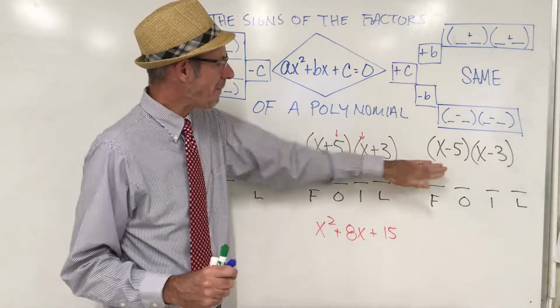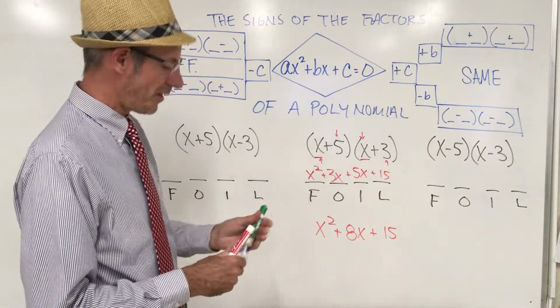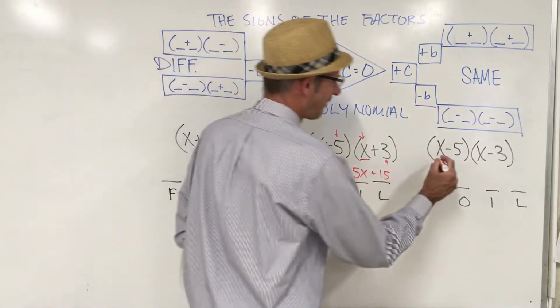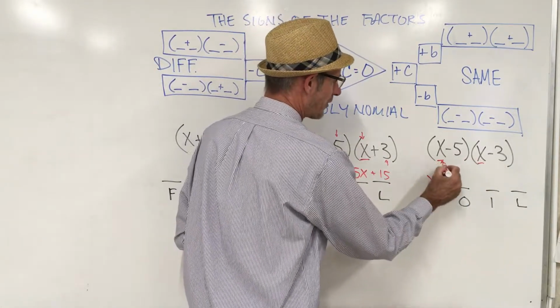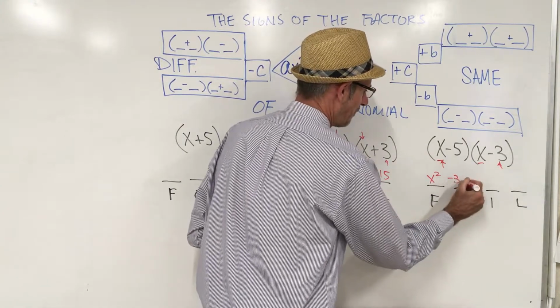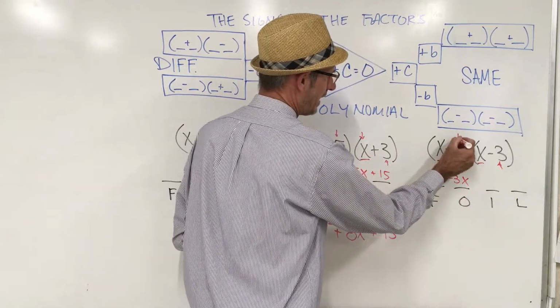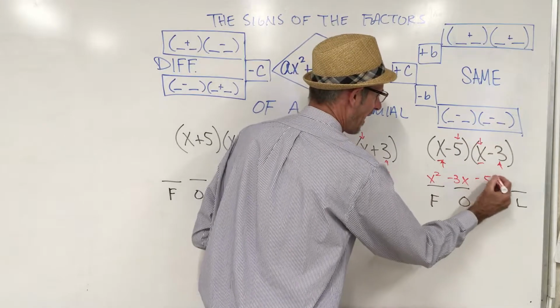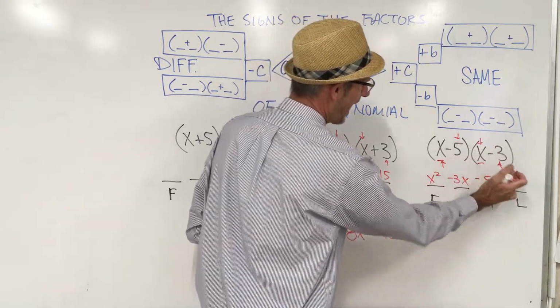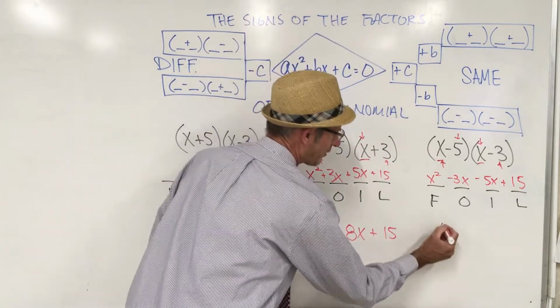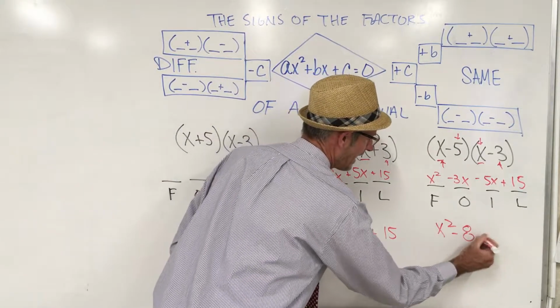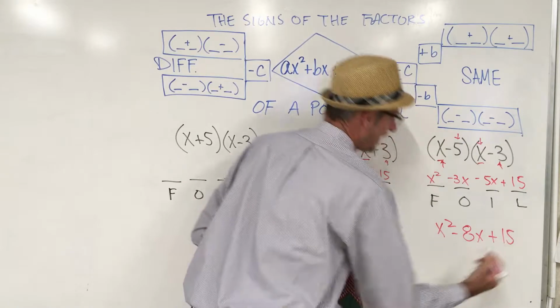Okay, now what happens if both of the signs are negative? So I'm going to multiply my firsts and I get x squared. I'm going to multiply my outers and I get negative 3x. I'm going to multiply my inners and I get negative 5x. And then when I multiply my lasts, I get positive 15. So my answer is x squared minus 8x plus 15.